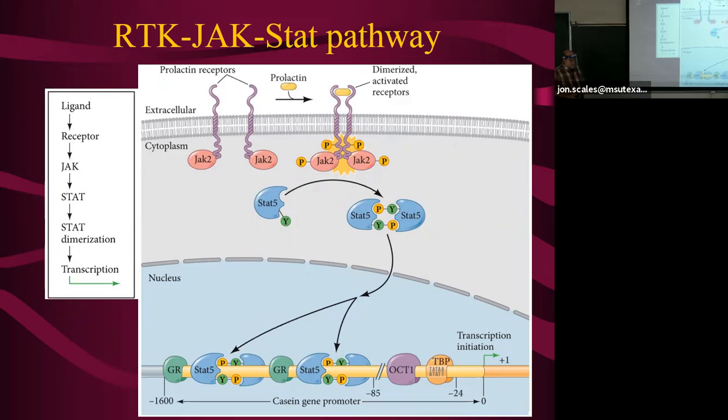And there are a number of these different proteins, which will dimerize and enter the nucleus once they've been phosphorylated. And so they're phosphorylated on tyrosine. So the JAK is a tyrosine kinase, but it is not a receptor tyrosine kinase. But it's associated with a receptor that is. Okay? Anyway, end story is it always activates transcription.